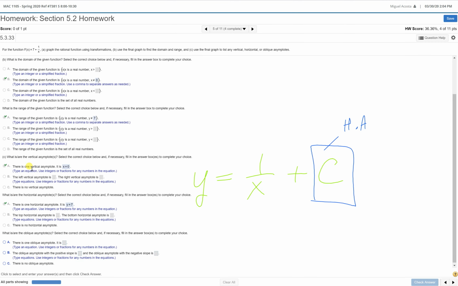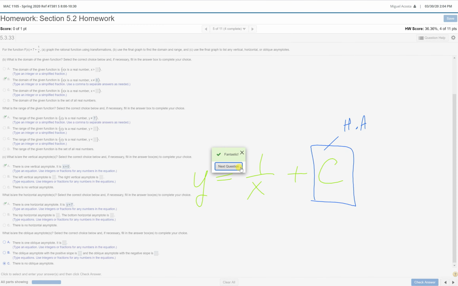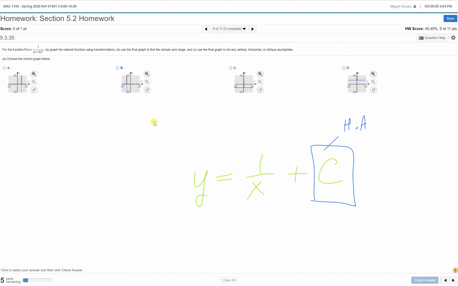There's no oblique. Remember, it's horizontal already, so it can't be both horizontal and oblique, so we're going to put no oblique. Excellent. Next question. Let me clear this up.